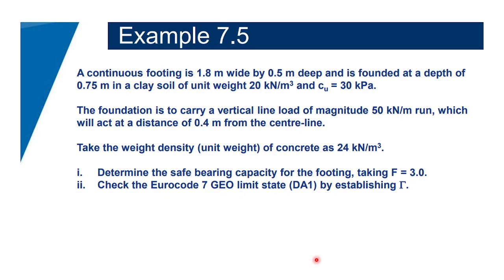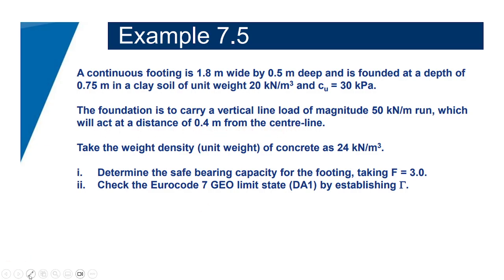Alright, so for example, you have here a continuous footing. You have 1.8 meter in width, 0.5 in depth, and it is founded at a depth of 0.75. The unit weight of the soil is 20 kilonewton per cubic meter, and the cohesion is 30 kilopascal. The foundation is to carry a vertical line load of magnitude 50 kilonewton per meter run. This is a continuous or strip footing, so we consider every meter. You can calculate this from the load of your footing or from the building that you are designing, which will act at a distance of 0.4 meter from the center line.